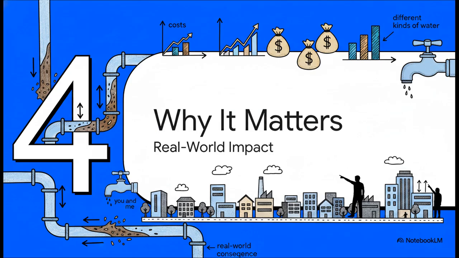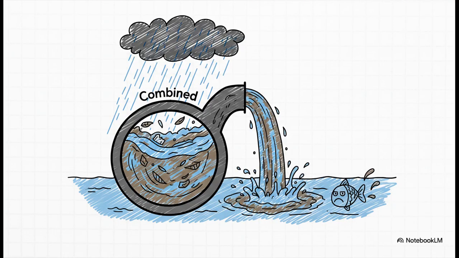Okay, so we've talked a lot about pipes, costs, and different types of water. But why does any of this actually matter to us in our daily lives? What's the real-world consequence of picking one system over another? Well, it really comes down to this one pretty nasty event, a combined sewer overflow, or CSO. This is what happens when a combined system gets hit with a heavy storm and just can't keep up.